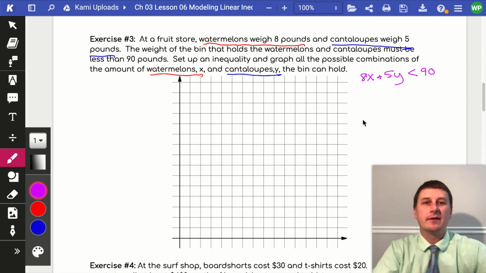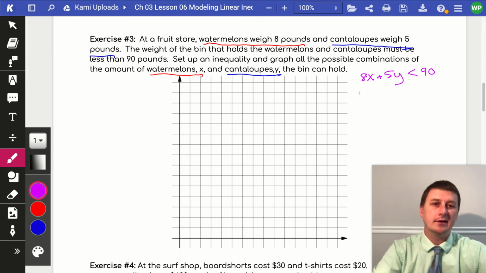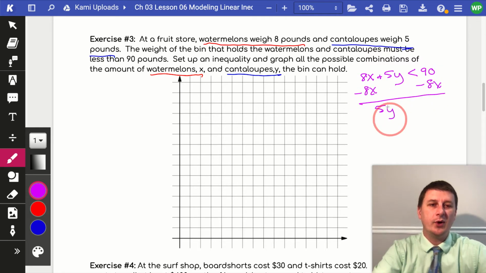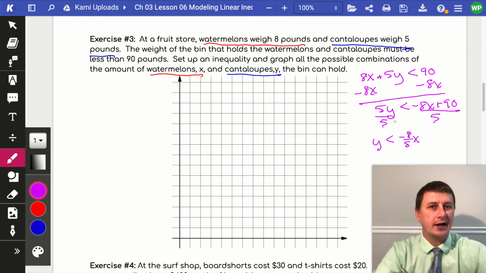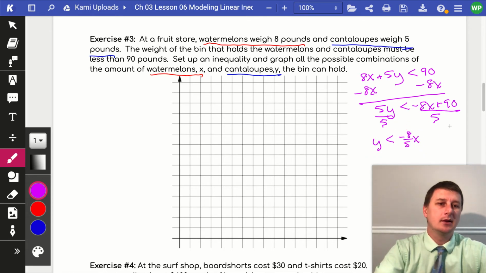Not quite. First thing we have to do is isolate y. So let's go ahead and do that. Simple enough. We're going to subtract 8x on both sides of the inequality. We're going to have 5y is less than negative 8x plus 90. Then I'm going to divide both sides by 5. And I'm going to get y is less than, well, that can't be simplified. So I'm going to have negative 8 over 5x, weird looking fraction, but that's okay, plus 18.